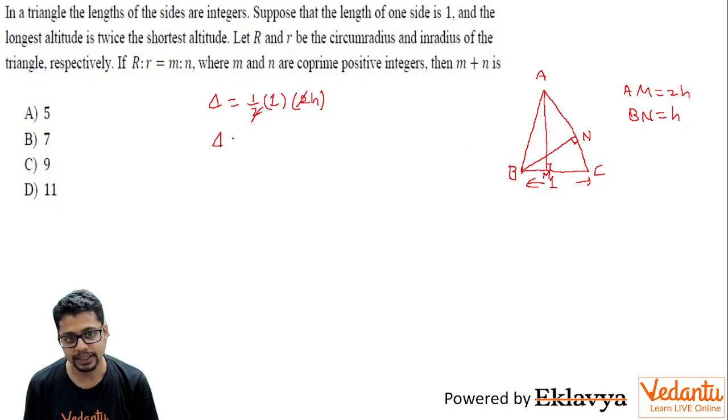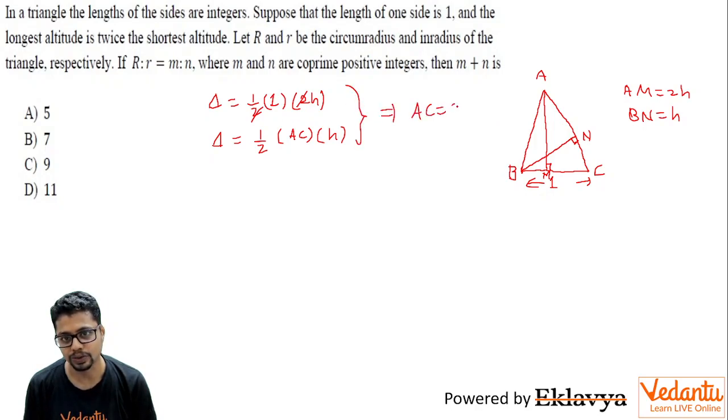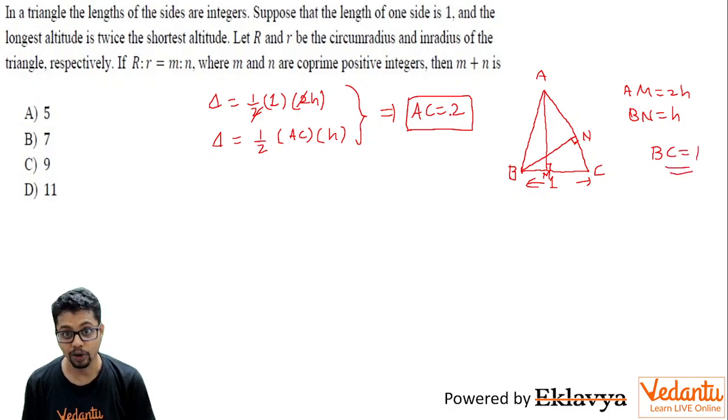Now delta is also equal to half times AC times h, because BN is h and AC is what we are considering. AC is essentially the side length b. Now as you compare the two, clearly you can say AC is 2. That means the longest side length is 2. Since this is the longest side length, BC is 1, AC is 2, and AC is the longest.